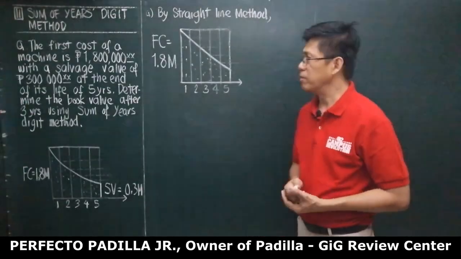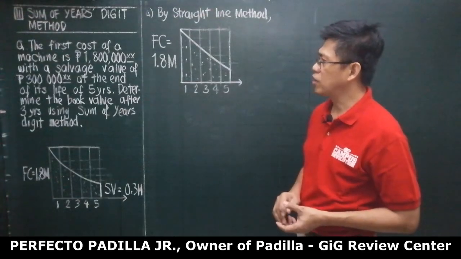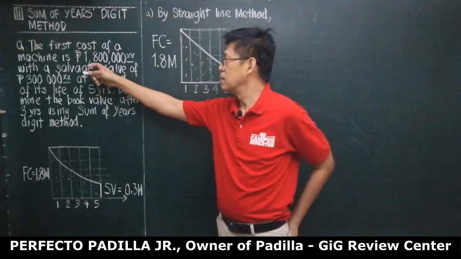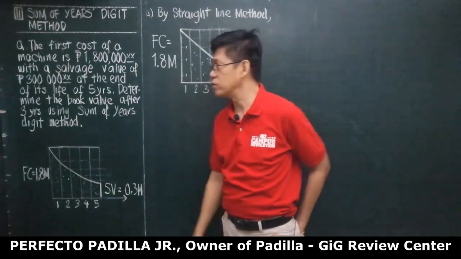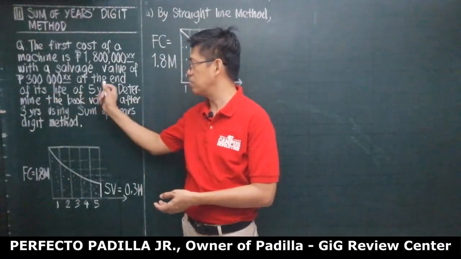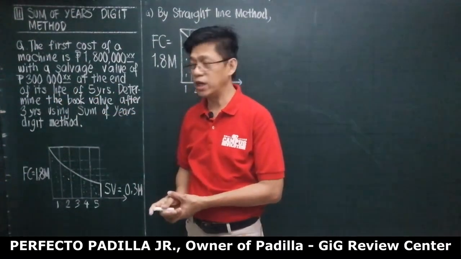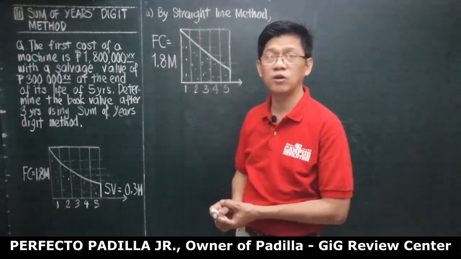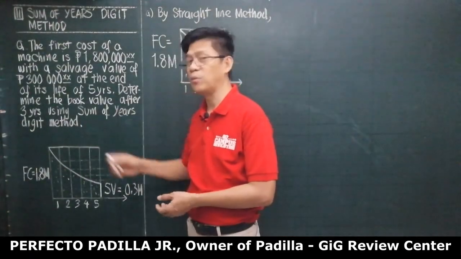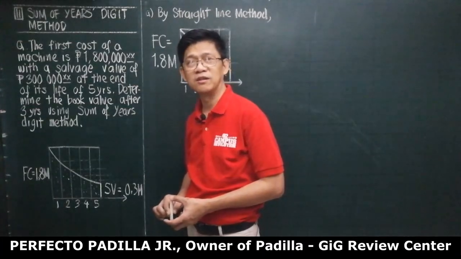Let us have this problem. The first cost of a machine is 1.8 million, or 1,800,000, with a salvage value of 0.3 million at the end of its life of 5 years. We are to determine the book value after 3 years using the sum of years digit method.